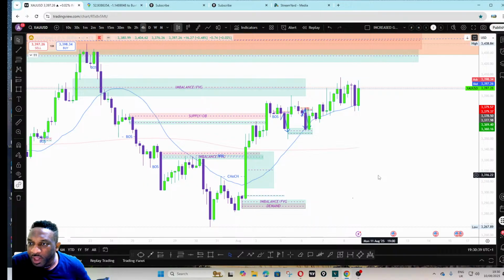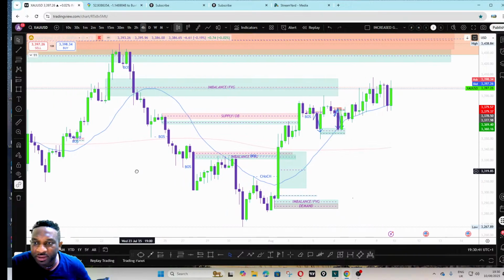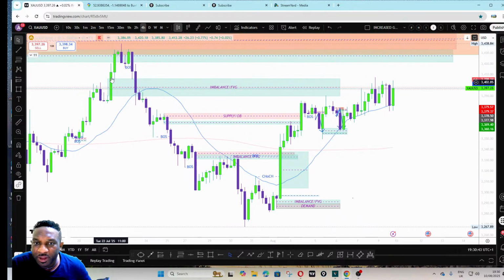So we're looking at the imbalance on the right and the imbalance on the left. So this is what is called the balanced price range, and that is where gold is reacting from now.